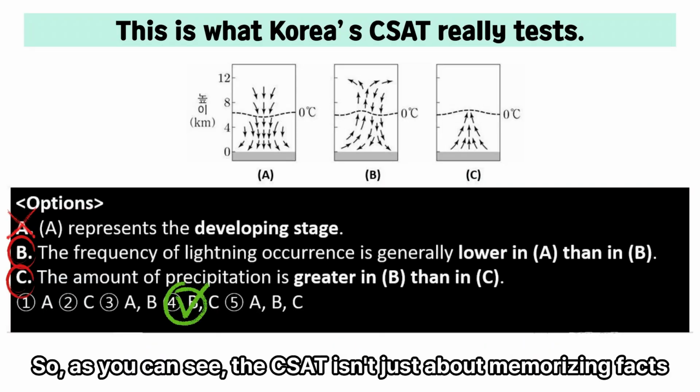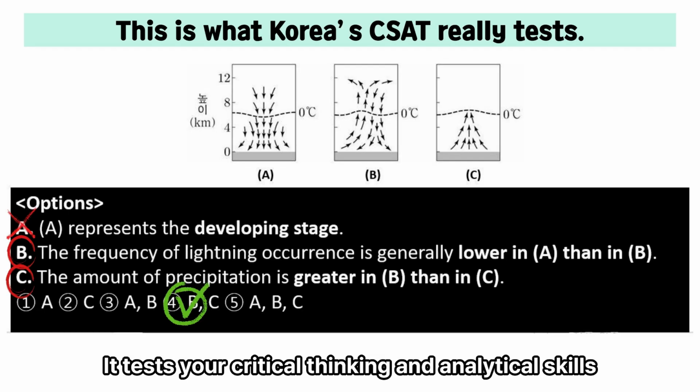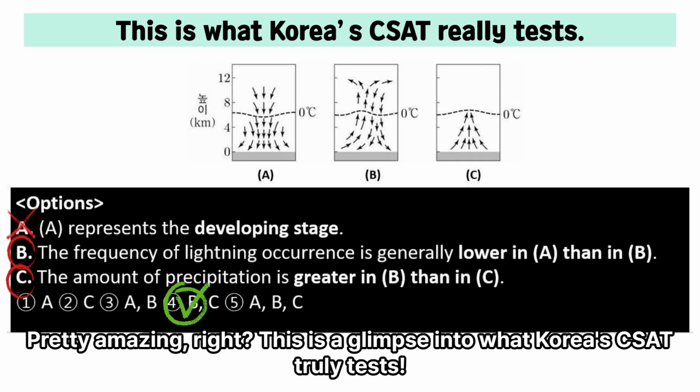So, as you can see, the CSAT isn't just about memorizing facts. It challenges students to really understand complex processes, like how thunderstorms form, and then apply that knowledge to interpret diagrams and solve problems under intense time pressure. It tests your critical thinking and analytical skills. Pretty amazing, right? This is a glimpse into what Korea's CSAT truly tests.